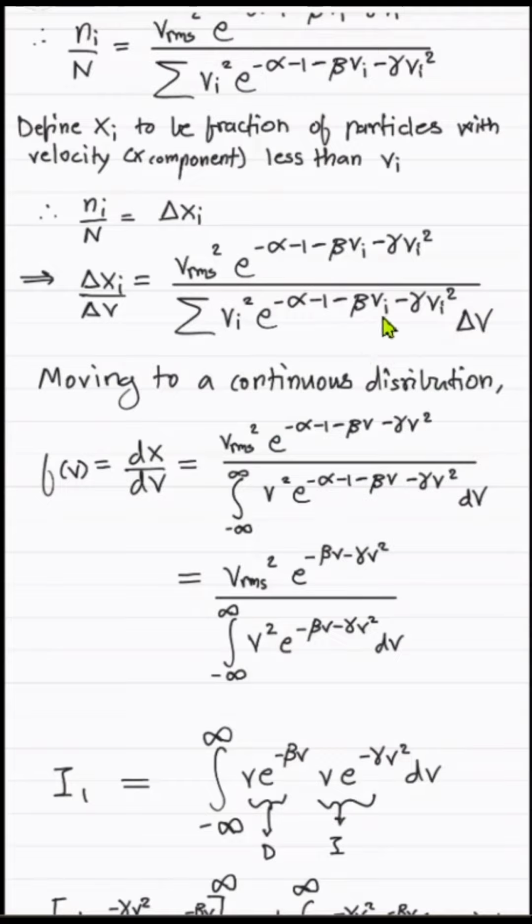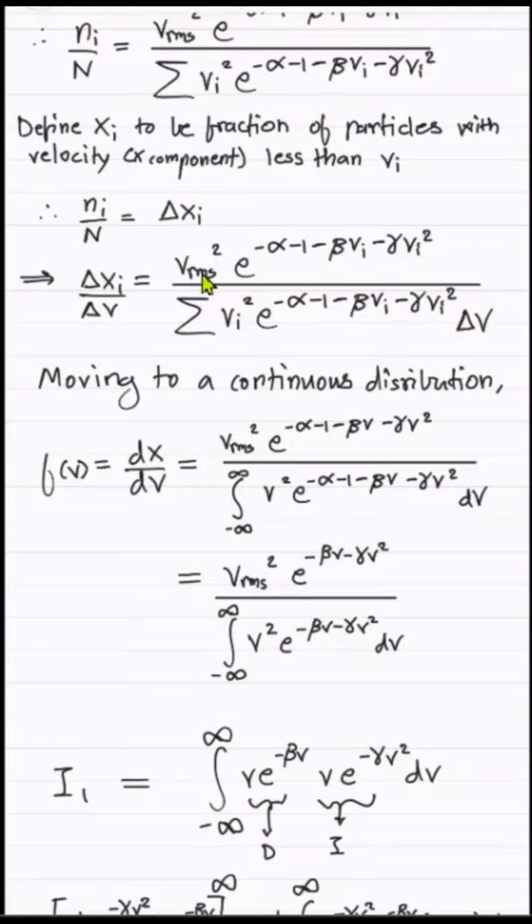Now I'm just replacing vi with v, because we all know what v means in the continuous distribution. And what is it in this context? So dx upon dv, that's the fraction of particles in the range v to v plus dv, which have velocity in that particular range, upon dv. So that's our f of v, our probability distribution function.